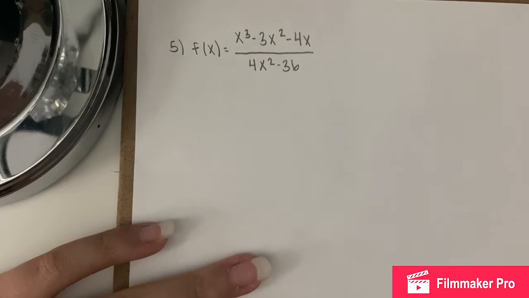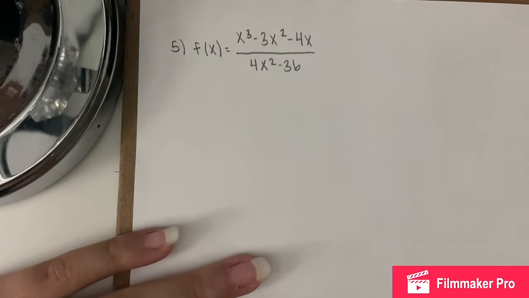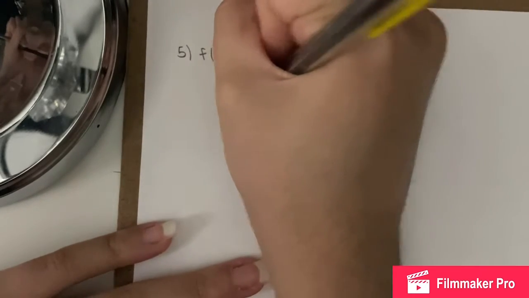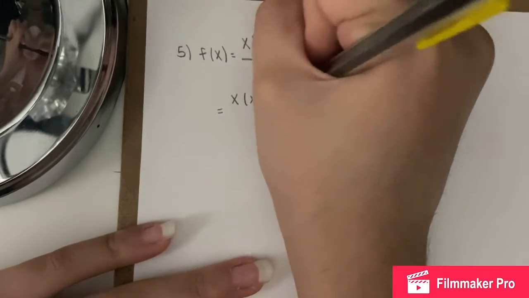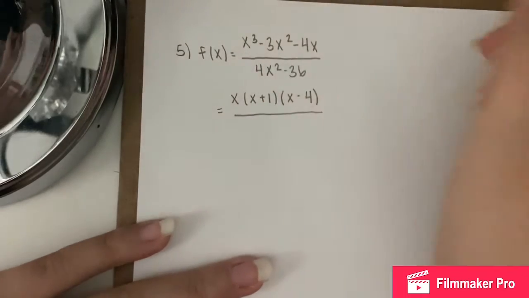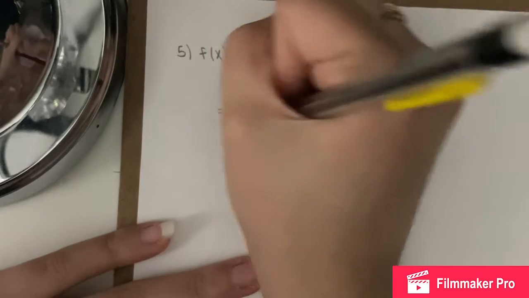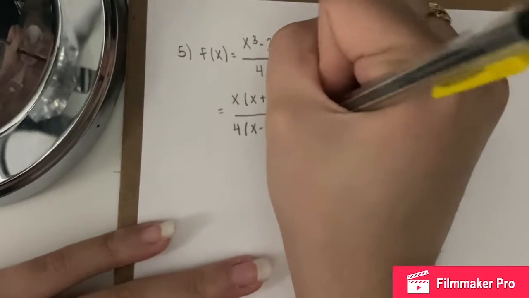For my last problem, I'm going to be doing number 5. So to start off, I know that I need to factor both the numerator and the denominator. So let's do that really quickly. The numerator comes out to be x times x plus 1 and x minus 4. And the denominator is going to be 4 times x minus 3, x plus 3.